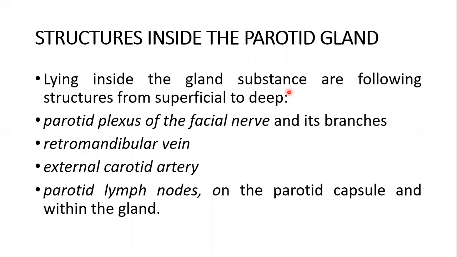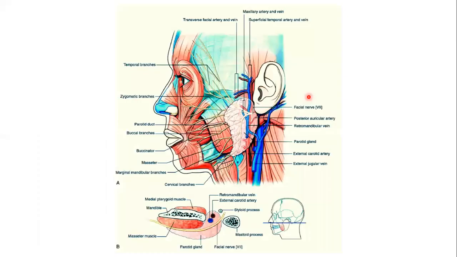A few words of practical and academic importance. What are the structures inside the parotid gland? Somebody can ask you. I told you already with the picture that these are the structures lying inside the parotid gland: parotid plexus, the facial nerve with its terminal 5 branches, retromandibular vein and its branches, external carotid artery and its branches, the parotid lymph nodes on the parotid capsules, and within the glands. So this is the point.